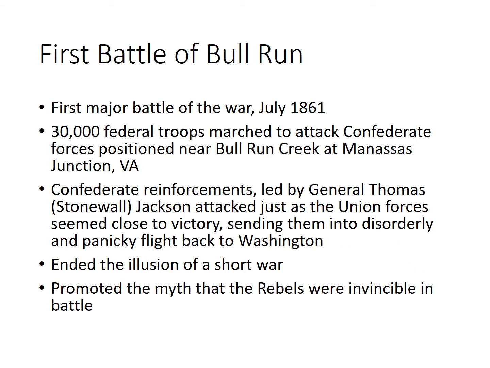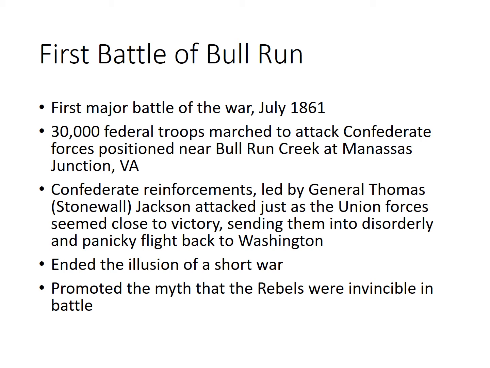So the first major battle of the Civil War was the First Battle of Bull Run, or the Battle of Manassas. It was in July of 1861. 30,000 Federal troops marched to attack the Confederate forces positioned near Bull Run Creek at Manassas Junction. Confederate reinforcements, led by General Thomas Stonewall Jackson, attacked just as the Union forces seemed close to victory, which sent them into disorderly and panicky flight back to Washington, including the picnickers and civilian curiosity seekers who came to watch the battle. Not kidding, it was like a Sunday picnic there.